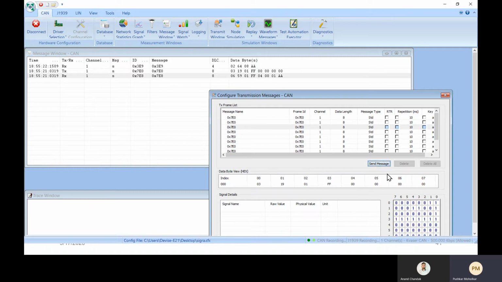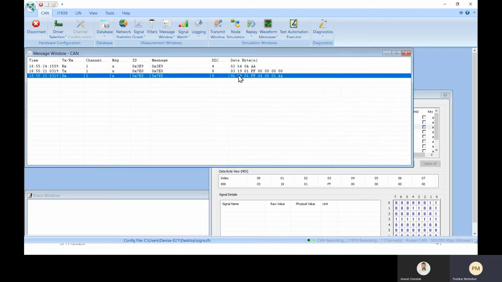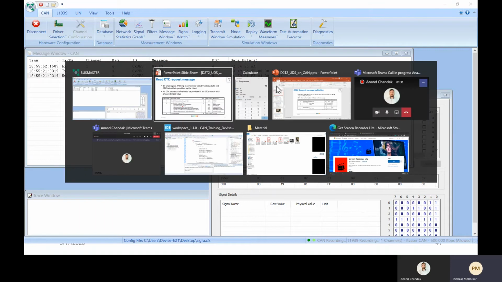So let's send a request. As you can see, this is the response we have received from the server or the issue. So 06 is the number of data bytes, 59 means that it is a positive response, then 01 is the sub function that we had requested, FF is the status mask that we had requested in the request, then 04 is the type of decoding that this particular server follows for the DTCs.